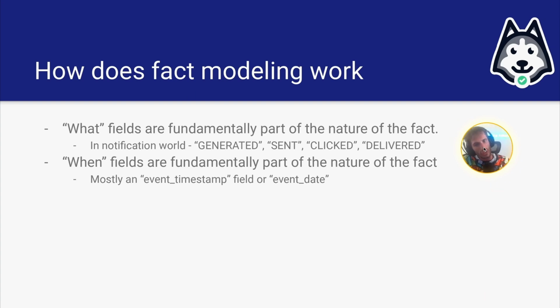And then this last piece is also critical for facts, which is the when. The when is almost always modeled as a timestamp or a date, usually a timestamp. It says, I clicked on this notification at this moment in time. That is critical for facts, because without the when, you don't know where to put it.